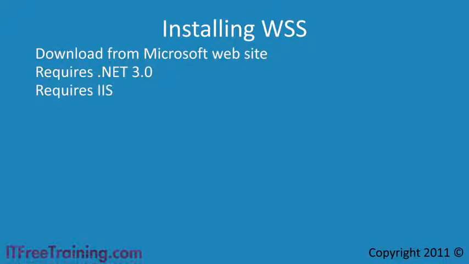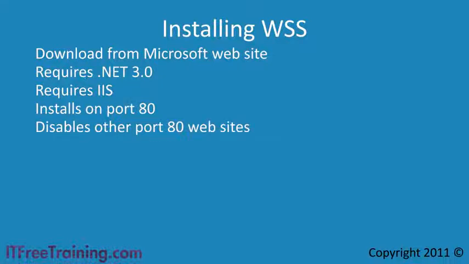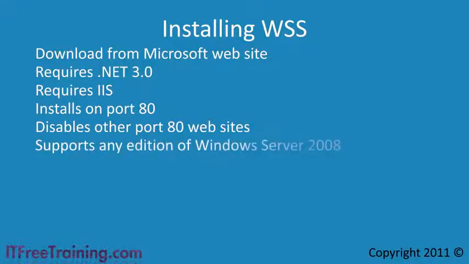Once WSS is installed and set up, it will run on port 80. If you have another website running on port 80, WSS will disable it. Keep this in mind before installing WSS. If you want to run a website on the same server as WSS, you will need to change the website's port.